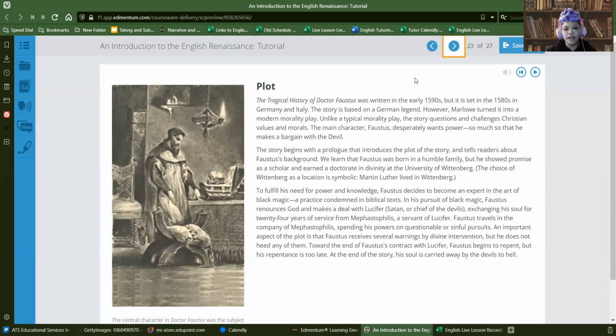Then they give you the plot. So this plot isn't very complicated. Pretty much, it's set in the 1580s in Germany, in Italy. It's not quite the same as a morality play.